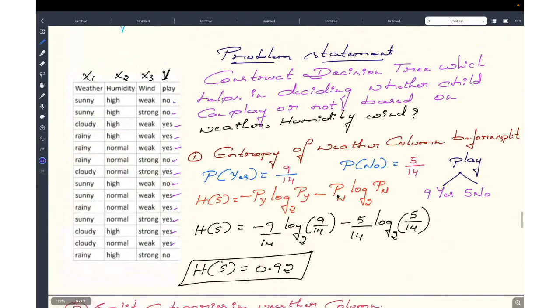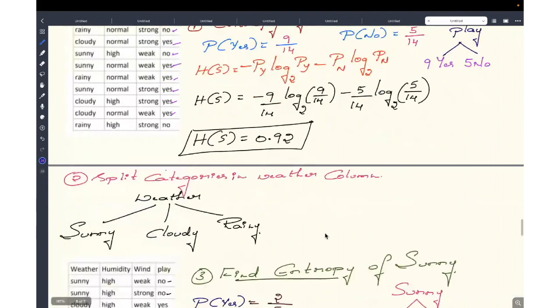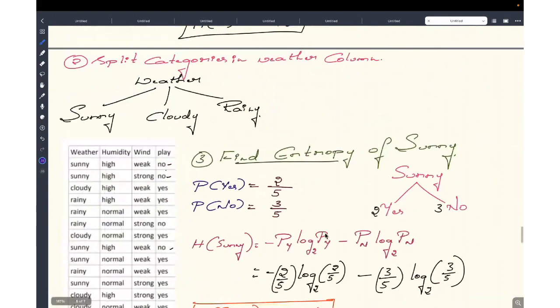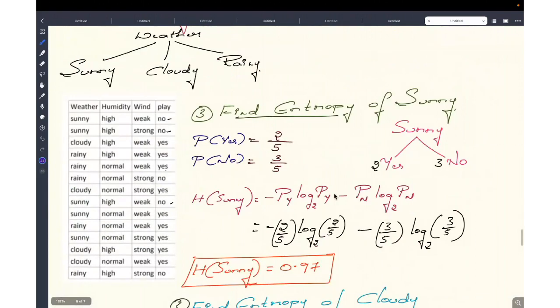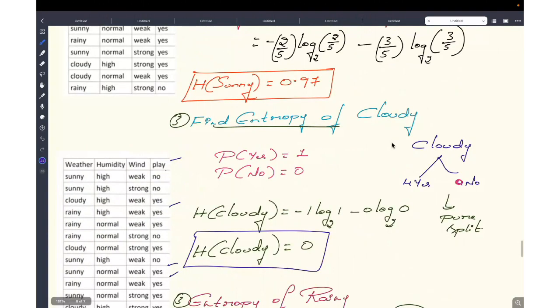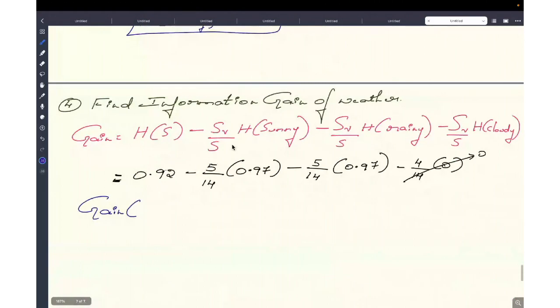Then we found entropy for every split of your weather: entropy of Sunny, entropy of Cloudy, entropy of Rainy. Here the weight represents samples of Sunny divided by total samples. Total samples 14, samples related to Sunny are 5. Same goes with Rainy, 5 samples. For Cloudy, 4. 5 plus 5 is 10, plus 4, 14 samples total.